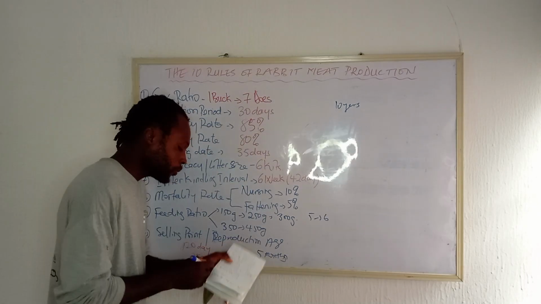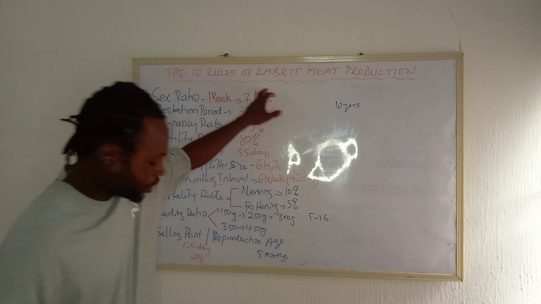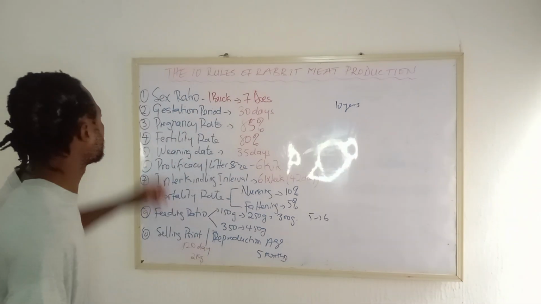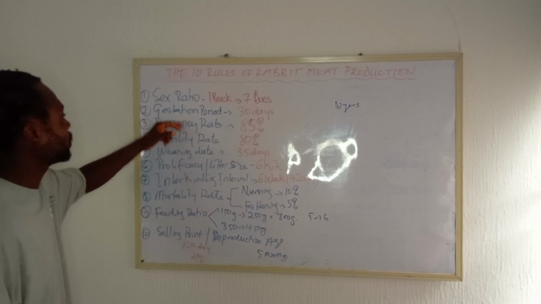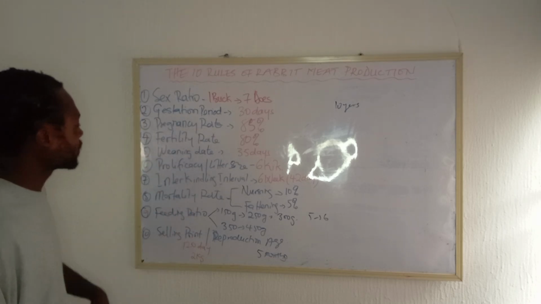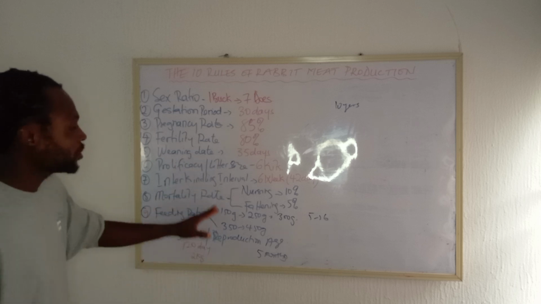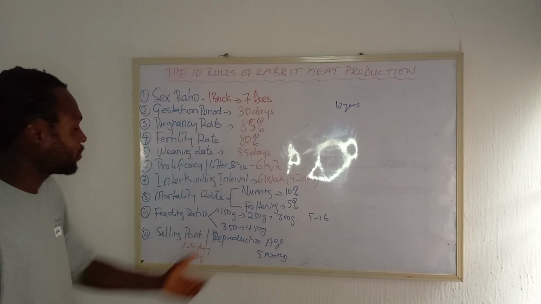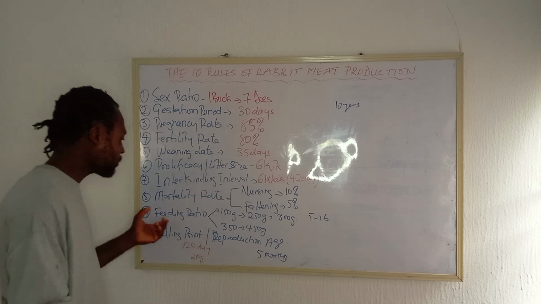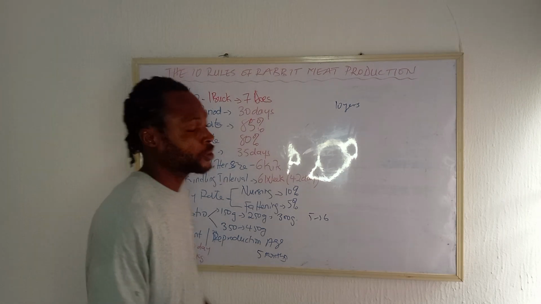So here are the 10 rules for rabbit meat production. Number 1, sex ratio, gestation period, fertility rate, weaning date, prolificacy or litter size, interkindling interval, mortality rate, which is divided into 2, nursing and fattening, feeding ratio, and selling age or reproduction age.